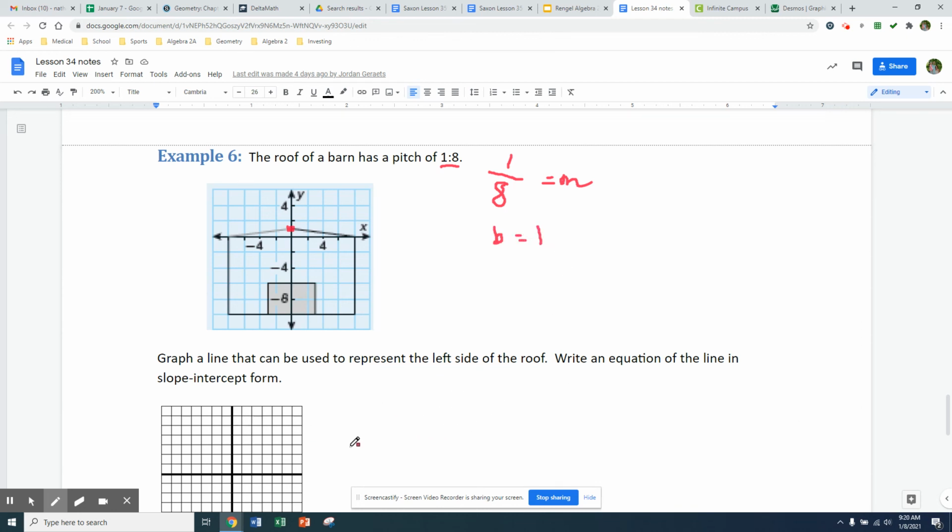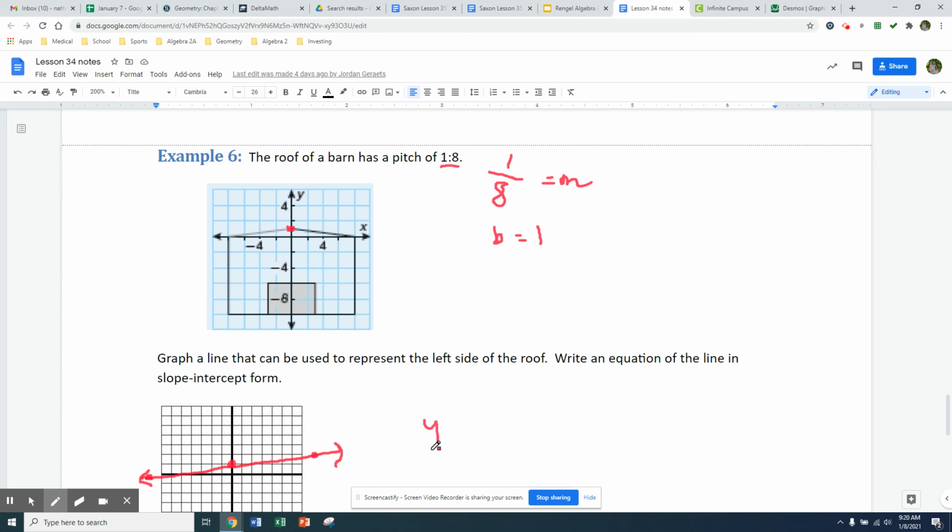So graph the line that can be used to represent the left side of the roof, and then write an equation of the line in slope-intercept form. So here we'd have a y-intercept of 1, like we just talked about above, and the slope then is 1/8. So that means it rises 1, runs 1, 2, 3, 4, 5, 6, 7, 8, which would be out here. And then we could also go backwards, goes down 1, back 8. So roughly there would be a line kind of extending even beyond the peak of the roof. That would be a line representing that roof line.